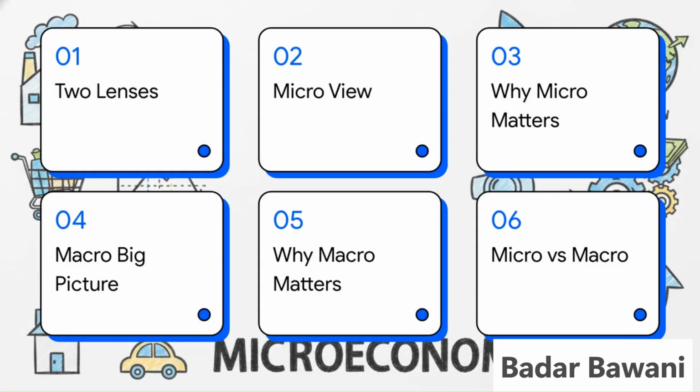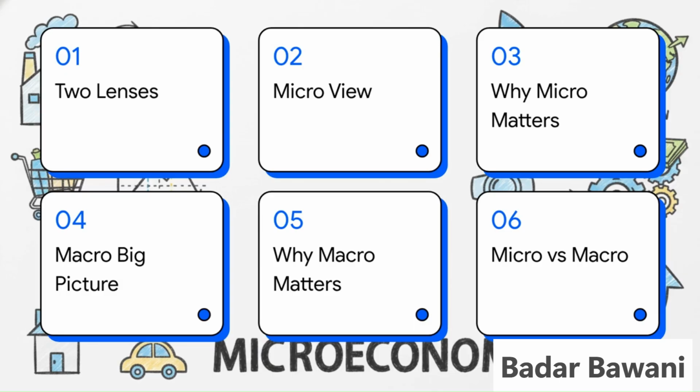Here's our roadmap for today's explainer. First, the two lenses of economics. Second, micro, the microscopic view. Third, why micro matters. Fourth, macro, the big picture. Fifth, why macro matters. And finally, micro versus macro.